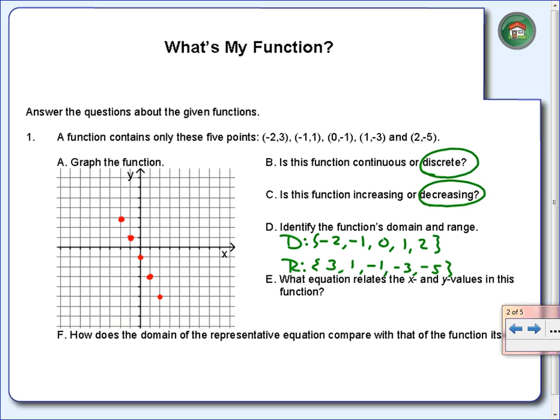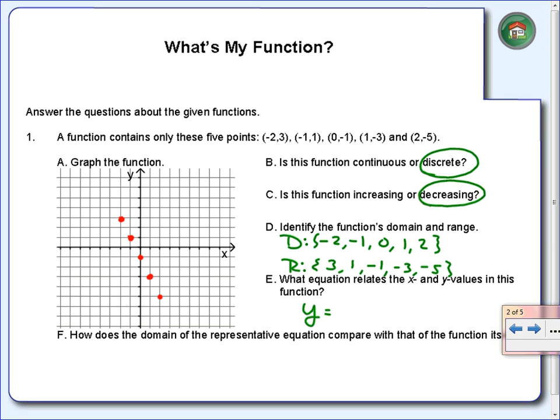E. What equation relates the x and y values in this function? What equation can I use to describe this set of ordered pairs? Well, not just y equals x, but you're part right. It's y equals something. What is that something? Well, look, guys, we have a set of ordered pairs. On that one that we just did earlier, didn't we also have a set of ordered pairs? And how did we do the equation there? We used what in our calculator? There was a button, stat. So that's what we're going to do here.